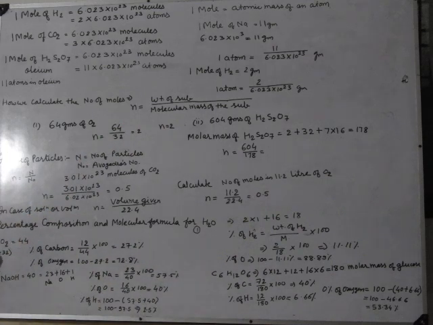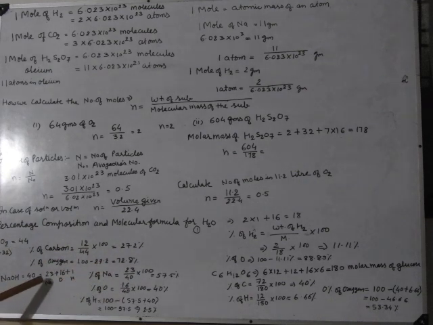इसी way कार्बन डाइऑक्साइड का देख लीजिए. कार्बन का 12 है, 16 into 2, 32. Total molecular mass of carbon dioxide is 44. Percentage of carbon 12 upon 44 into 100, 27.2. Percentage of oxygen 100 minus 27.2, 72.8%.